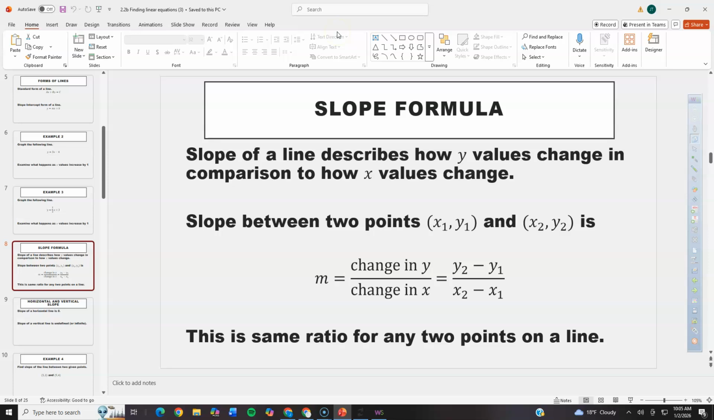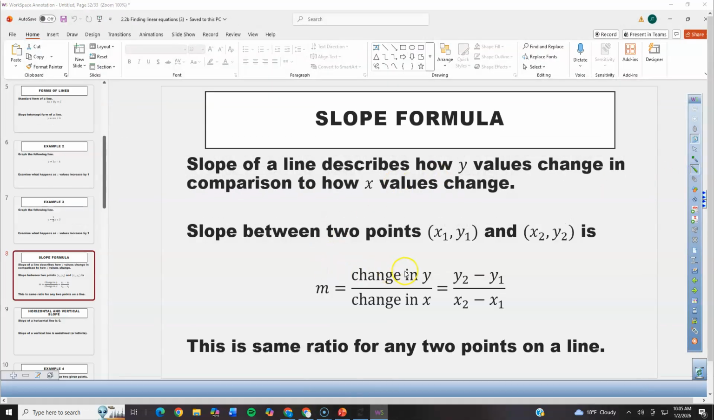Slope can also be told as change in y over change in x. Change in y, subtract those y's, over change in x. Notice, be consistent when you do this. Those two points go together and those two points go together. Be consistent.